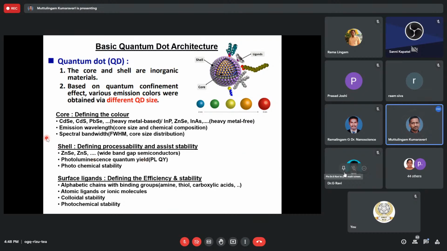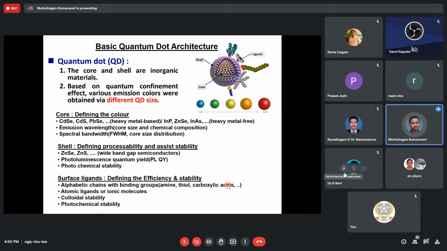For the core, we can use cadmium selenide, cadmium sulfide, or lead selenide, some heavy metal, or heavy metal free like indium phosphide, though that sinks down for 6 months, because the suppliers only give the warranty for 6 months for those quantum dots. And with the shell, we can use zinc selenide, zinc sulfide, wide band gap semiconductors, to make the shell for the quantum dots.